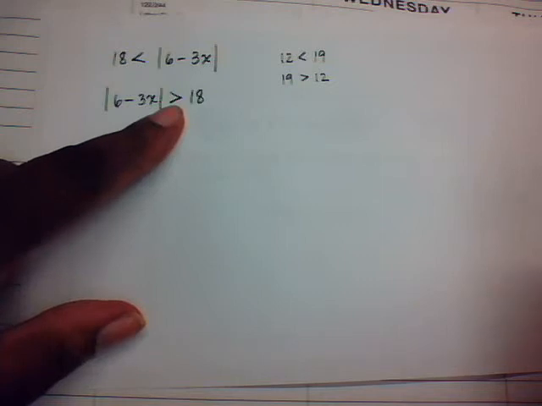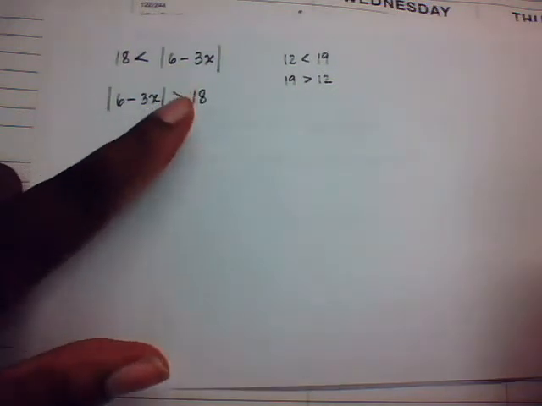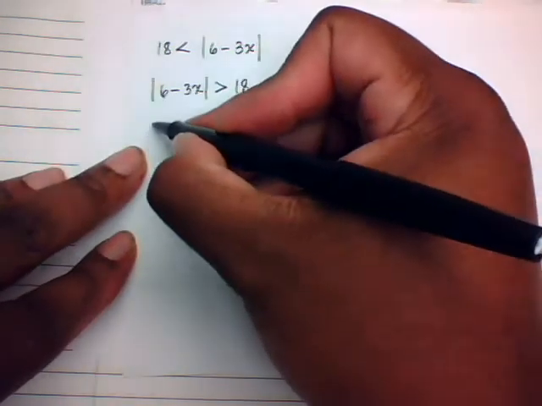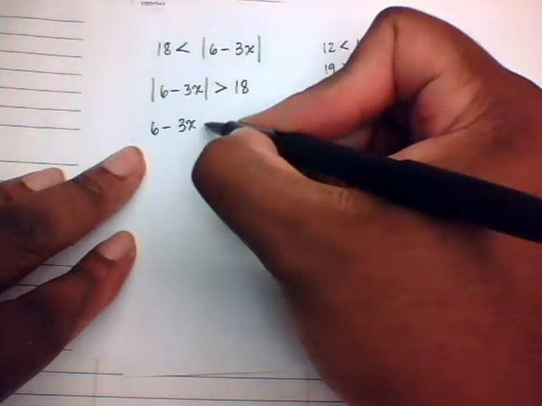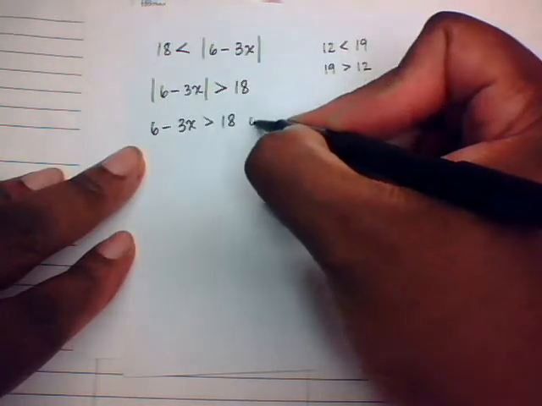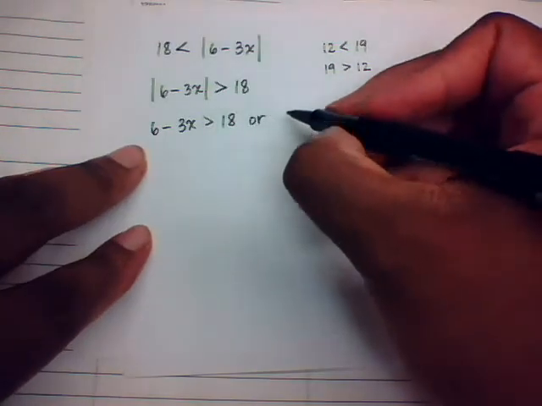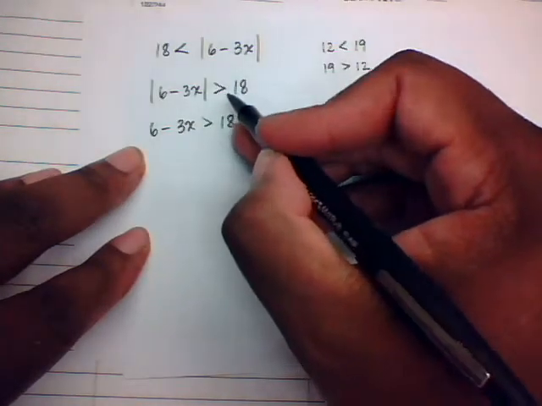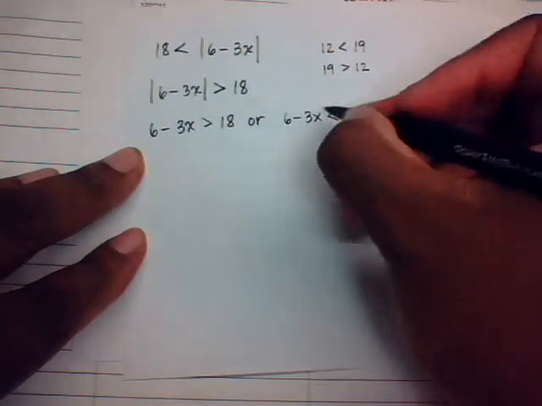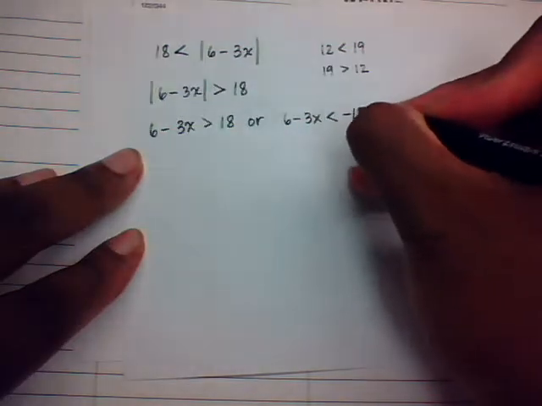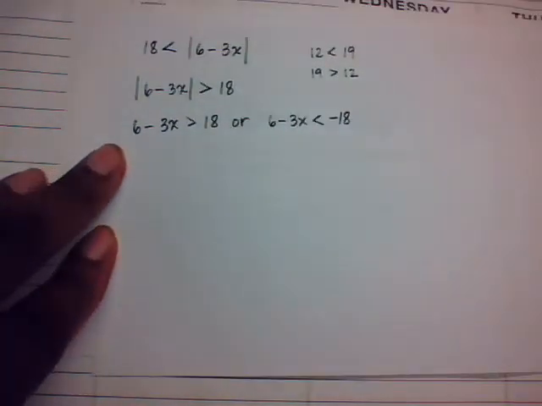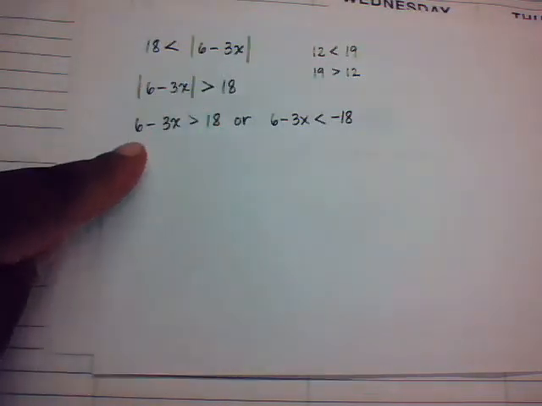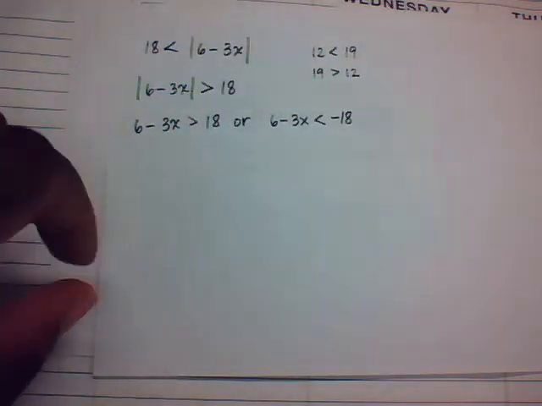Okay, now what I need to do here is look at my inequality symbol for this absolute value. It's greater than. I need to write this as 2 separate inequalities. The first inequality will be 6 minus 3x is greater than 18. Now my second inequality is going to be this 6 minus 3x, but this inequality symbol will change from greater than to less than. The 18 changes to negative 18. With greater than or equal to in an absolute value inequality, I must write this as 2 separate inequalities.